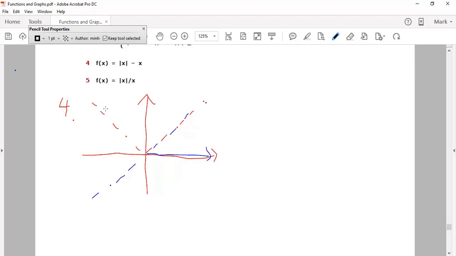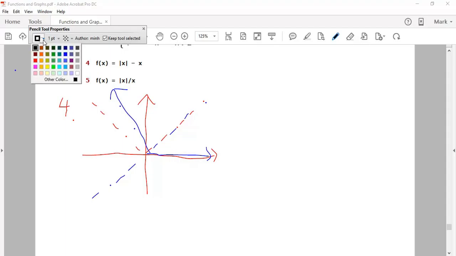And then what we have here is the red graph minus the blue graph. So it's like saying 1 minus -1, 2 minus -2. So you can see it doubles because 2 negatives make a positive. So 1 minus -1 gives us 2, so it'll be up there. 2 minus -2 would be 4, so it'll go up there. So yeah, that graph is f(x) = |x| - x.